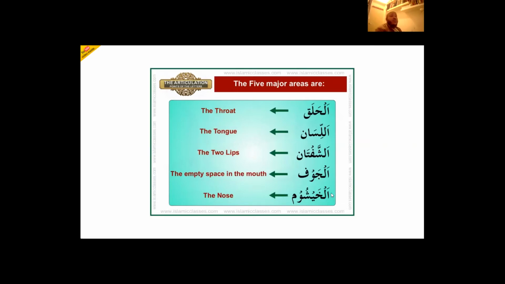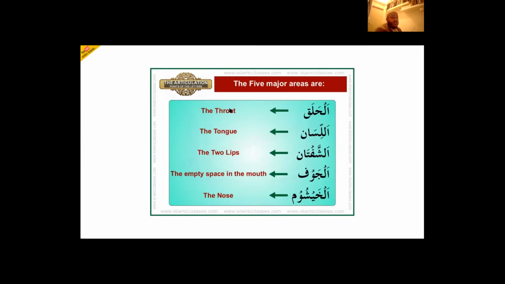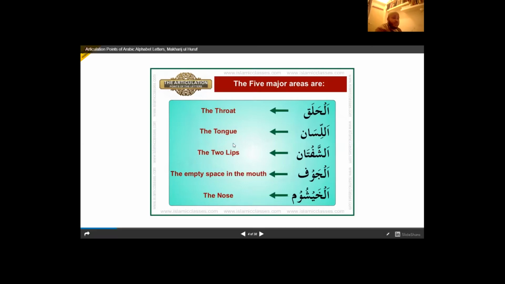At the moment, we're not focusing so much on the Arabic, but I'm pronouncing it for you all anyway, inshallah. For now, my main concern is that you all understand that when I say the 5 major points for the huruuf al-makhaarij, where the letters exit from, they are these 5 places: the throat, the tongue, the 2 lips, the empty space in the mouth, and the nose.